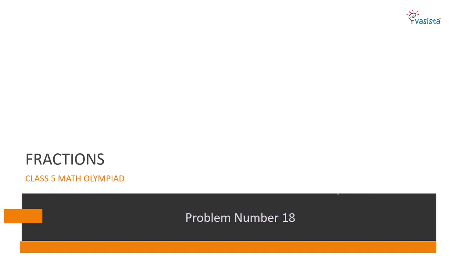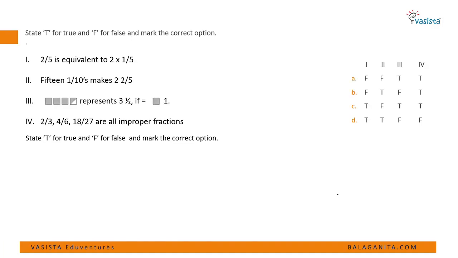Fine, let us go with problem number 18. Right here, state T for true and F for false and mark the correct option. Right, let us take one by one. So first one is, 2 by 5 is equivalent to what? 2 into 1 by 5. True, yes or no? See, 2 by 5 we can rewrite. Yes, it is true. First one is true.